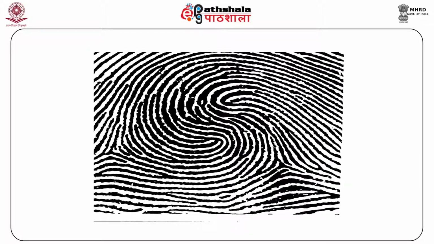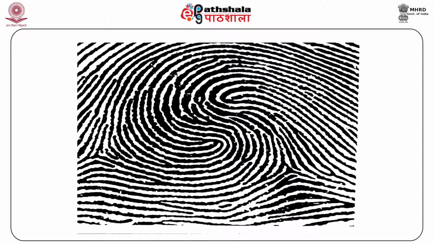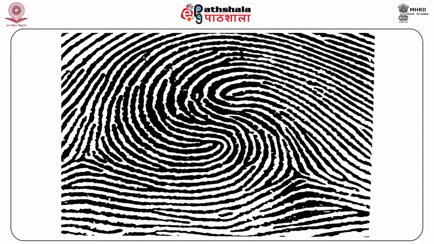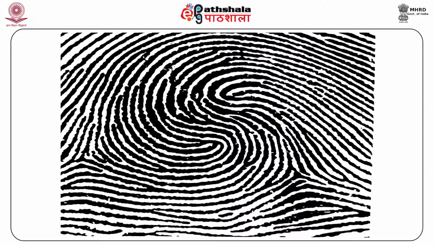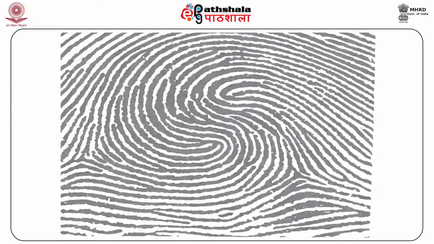Another kind is the double loop. A double loop pattern, as the name denotes, is made up of two loops joined into one fingerprint. It comprises two separate loop formations with two individual and different groups of shoulders and two deltas.